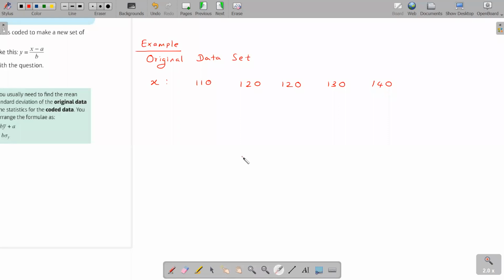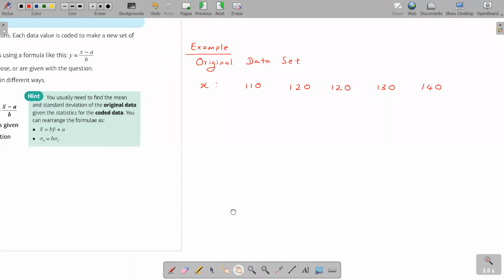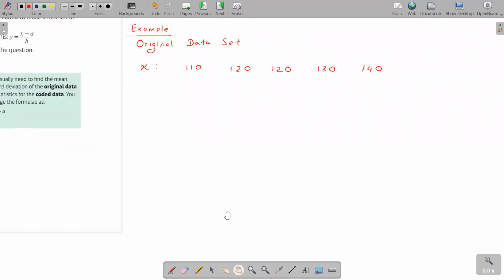I have given you an example. This is the original data set that I'm going to consider. First, let's find the mean and standard deviation of the original data set. Then I will give you a set of codings, and we'll see how to get the mean and standard deviation of the original data set from them.